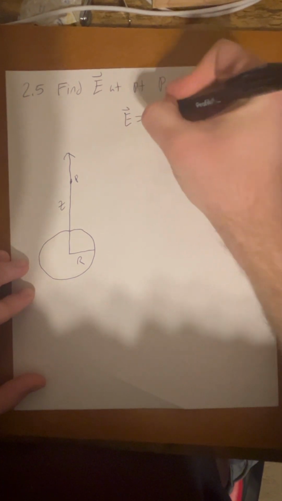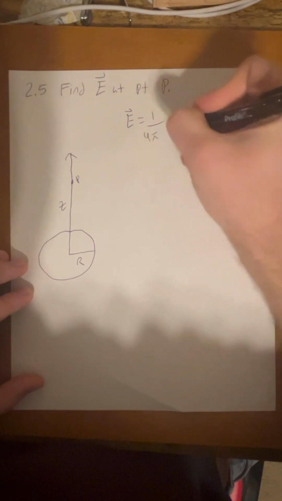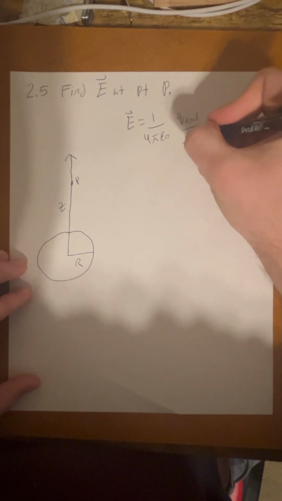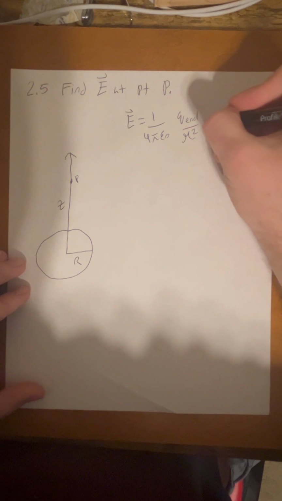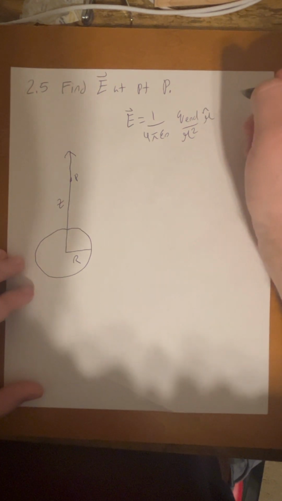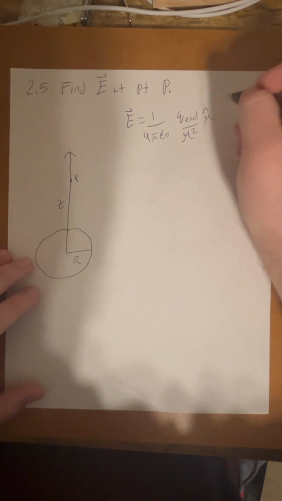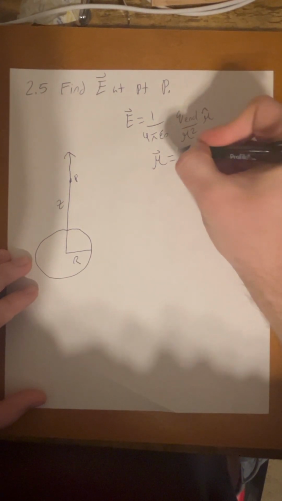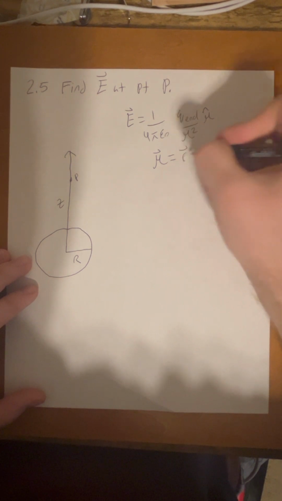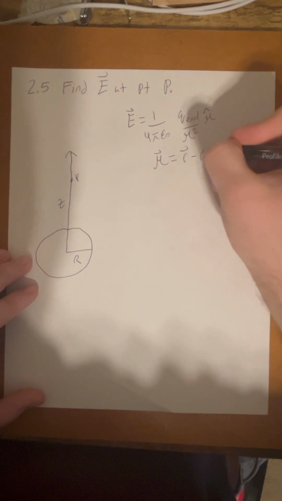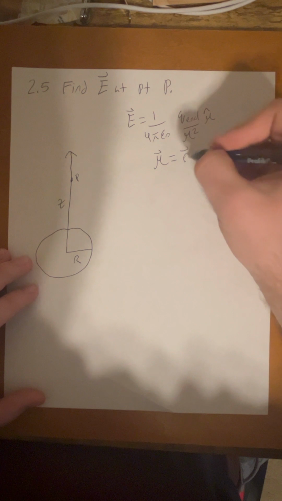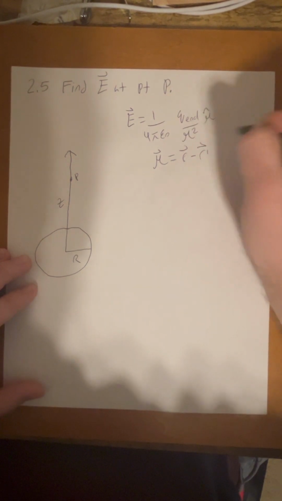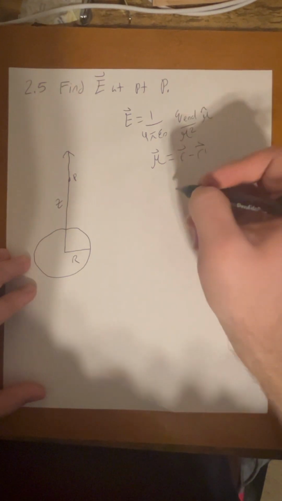Our electric field is equal to 1 over 4 pi epsilon naught, charge enclosed over the magnitude of script r squared, in the script r hat direction. So to begin with, what is our script r vector? Our script r vector is equal to our field point vector minus our source point vector. Sorry, regular r is our field point vector, r prime is our source point. Sorry about that.